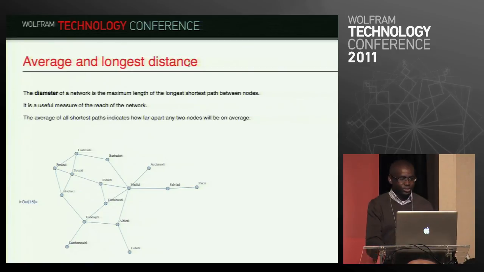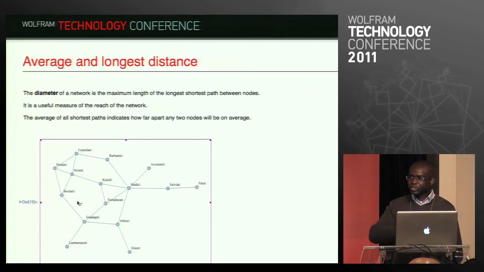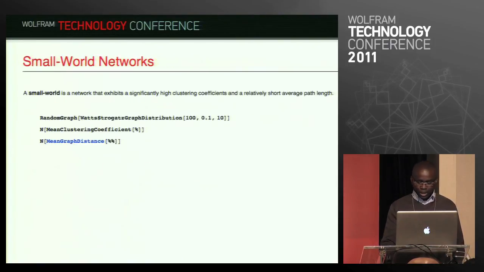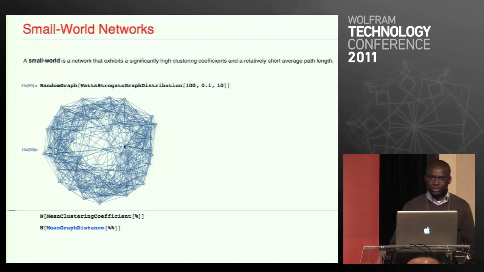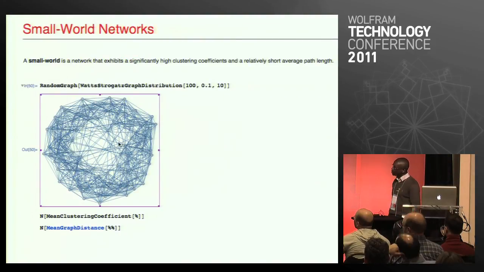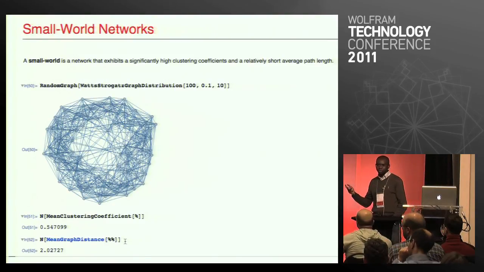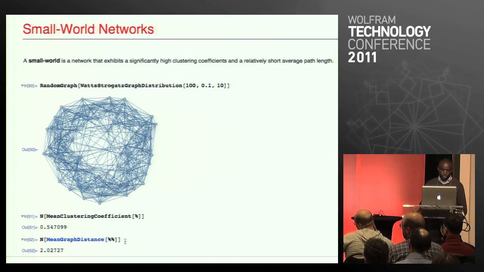I will just jump over the average and the longest path. These are functions in Mathematica: GraphDiameter, which gives you the maximal length of the longest path, and MeanGraphDistance, which gives you the average. This is one simulation of the Watts-Strogatz distribution. It's really dense and connected, and as you see, you have a good mean clustering degree. In version 8, we'll have several clustering functionalities: local, mean, and global clustering. There are several variants of the clustering coefficient.